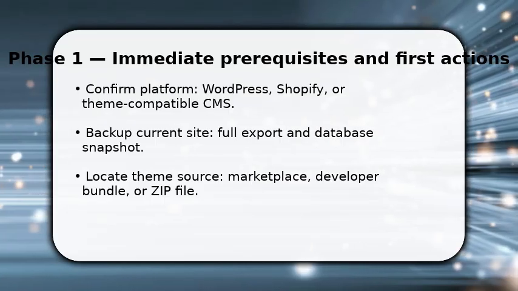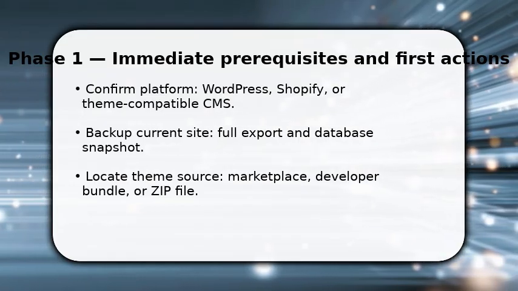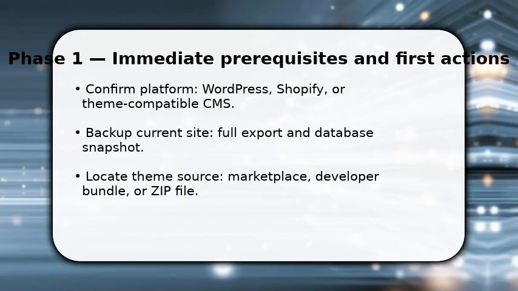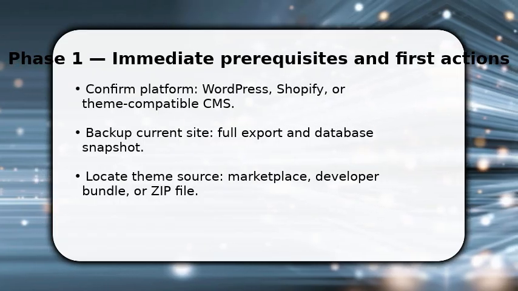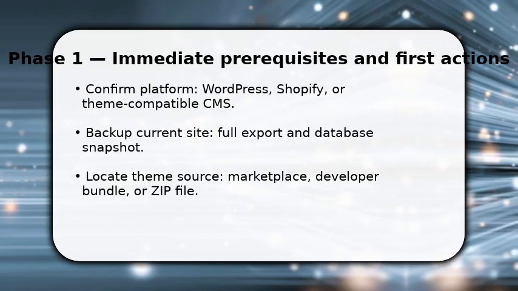You start by confirming the exact platform you use and why that matters for compatibility. Once done, make a full backup, files plus database, because themes change structure. Next, locate the theme source, a marketplace, developer bundle, or a zip file. Each requires a different install path.